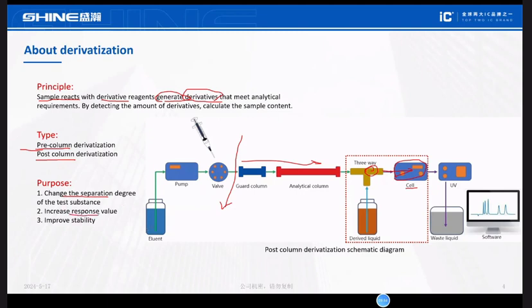Next one is increased response. Actually, if we use our conductivity detector, the sensitivity is lower than the UV detector, so it can be increased in response, improve stability, and some ions are very easy to.